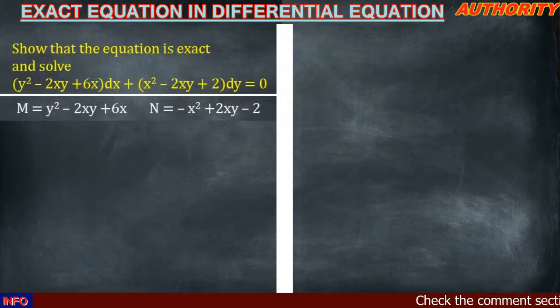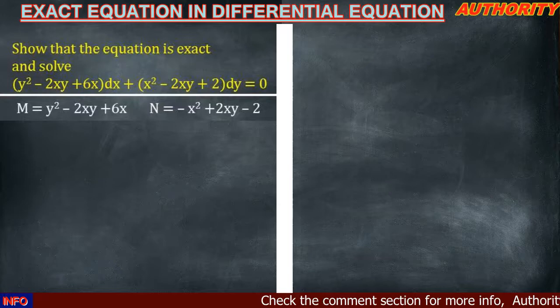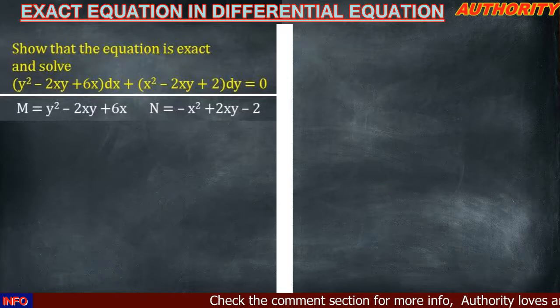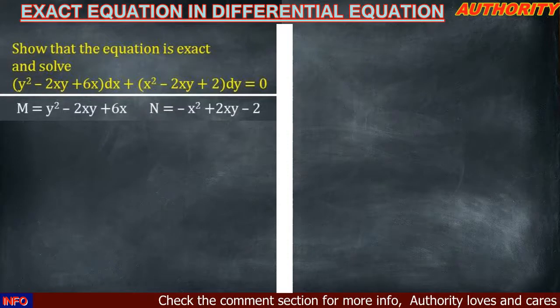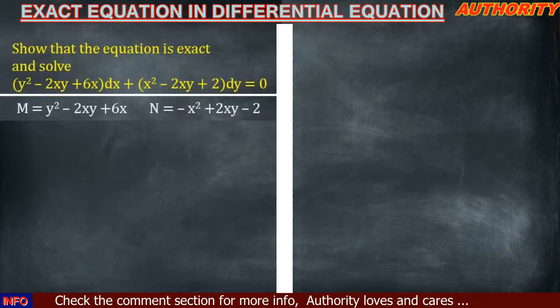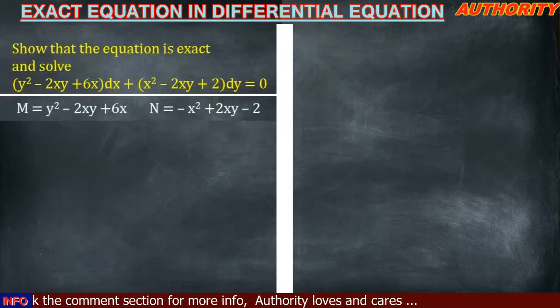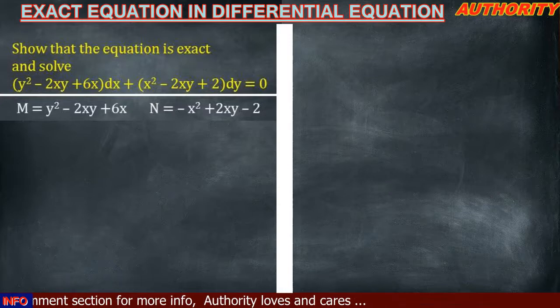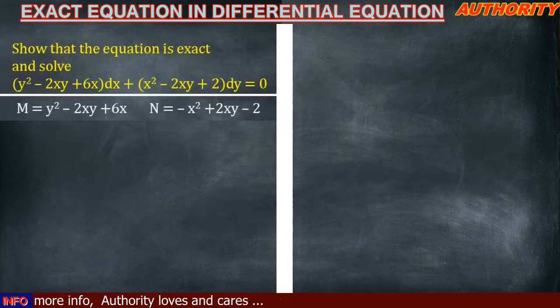So the next thing we are going to do is this. We are going to differentiate M partially with respect to y, and then differentiate N partially with respect to x, and then see what we are going to have. So in the first one, when we differentiate M partially with respect to y, that means we are going to hold every other variable constant and differentiate only y.